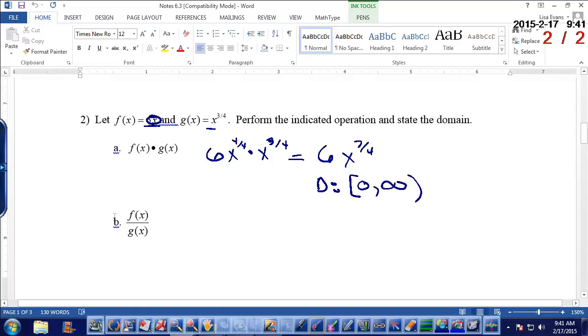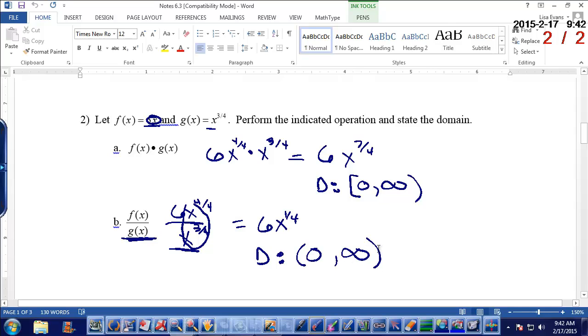Okay, let's go ahead and take a look at the next problem, which is division. I'm going to take 6x over x to the 3/4. Now that we're dividing, okay, we want to subtract exponents, so I'm going to change this to 4/4. So when I subtract it, I get 6x to the 1/4. Okay, now I have an even root, I have an even root. So I know that I can't have a negative number, but you also have a denominator. So what can't our denominator be when we have a fraction? It can't be 0. So that means this time our domain cannot include 0.